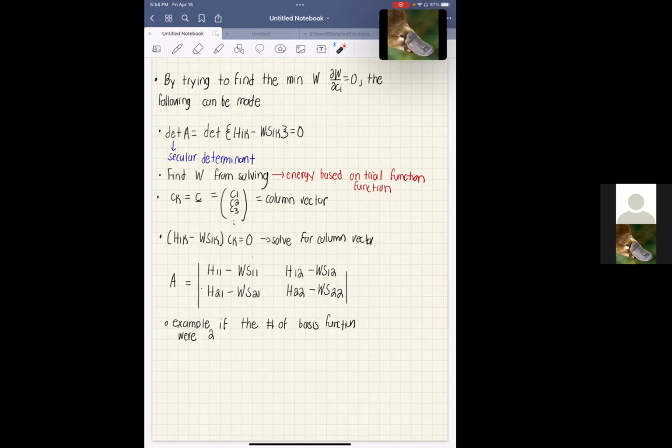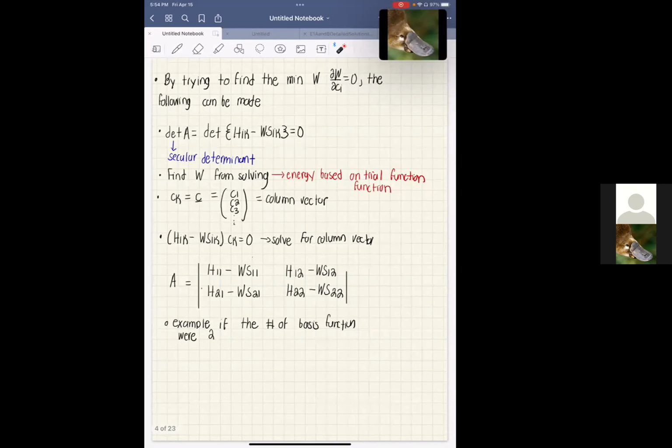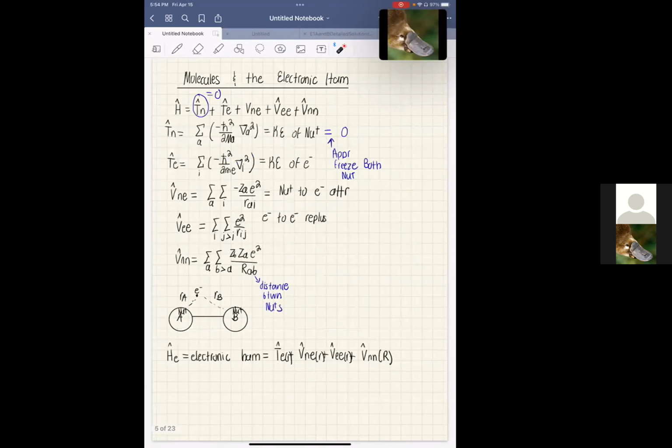Like before, it's just an example, but let's say you're trying to find the energy by setting this equal to 0, and then you would find that W would be some energy value. You can use these energies to find the column vectors. All right, so that's just variational theory, just to get a conceptual grasp on it.